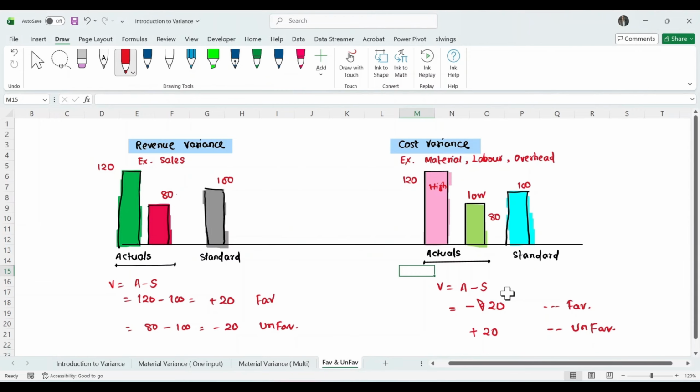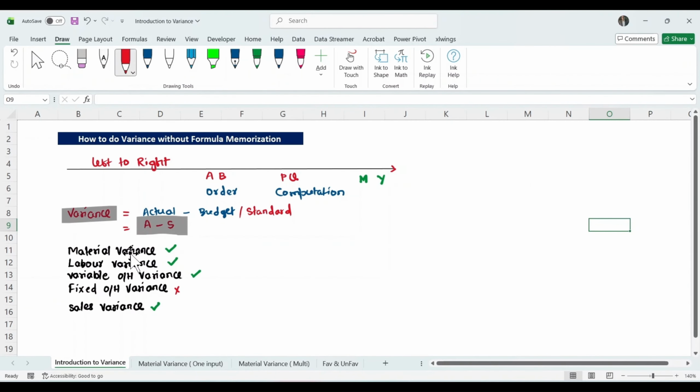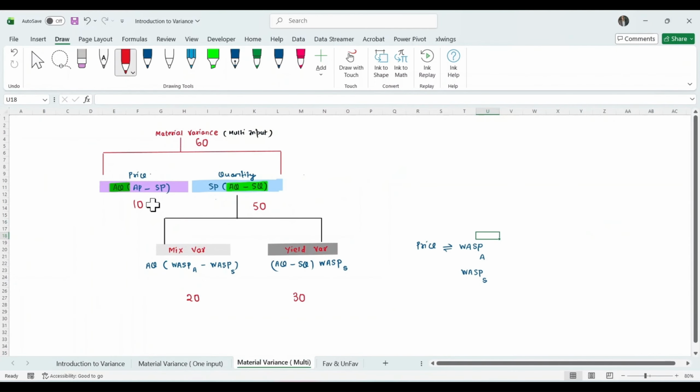In another class, we'll do all types of examples, starting from raw material, labor, variable overhead, and the sales variance, including mix and yield variance, so that you will know how this formula can be applied across all the variance questions you will get, and you don't have to remember.